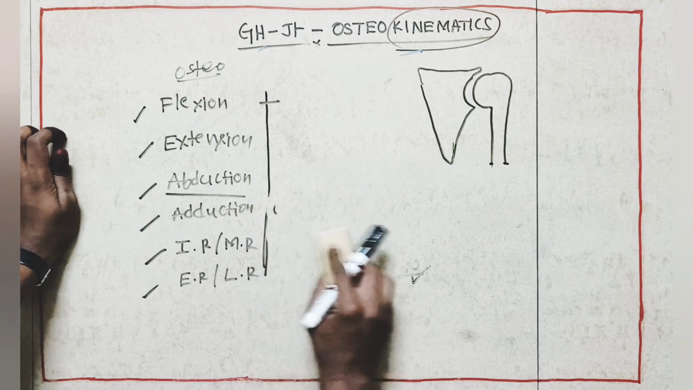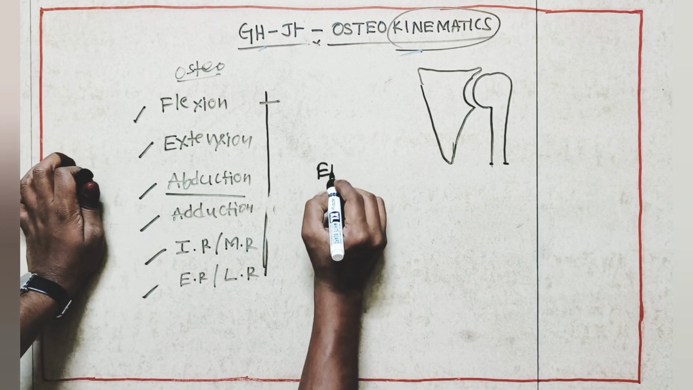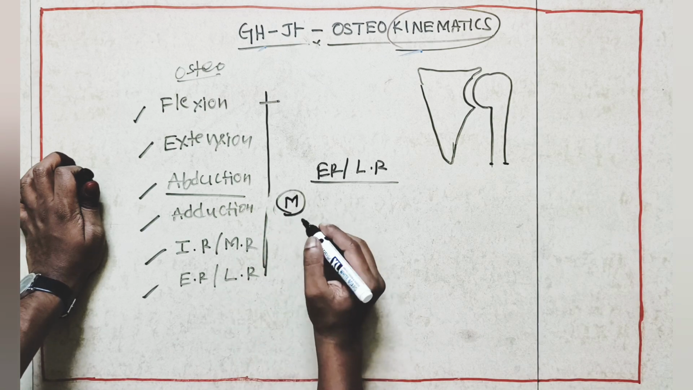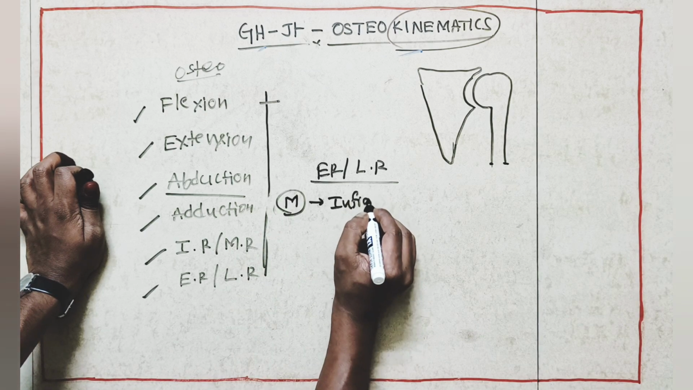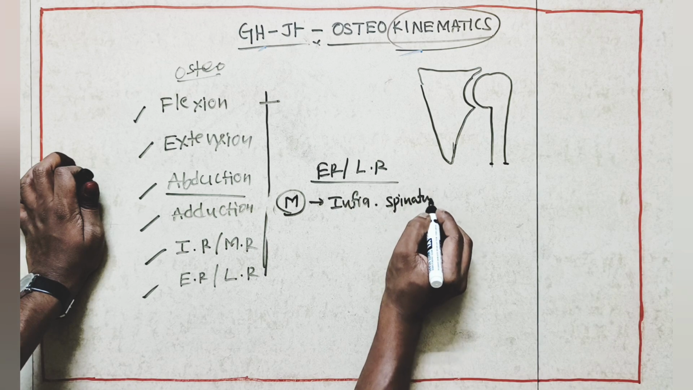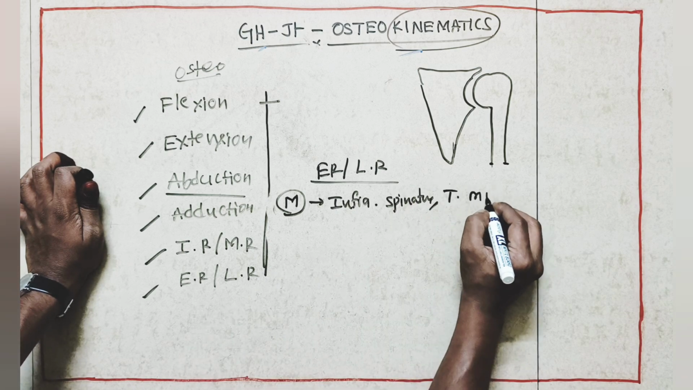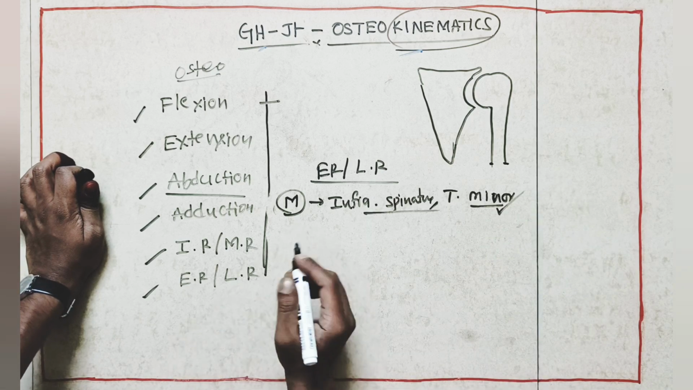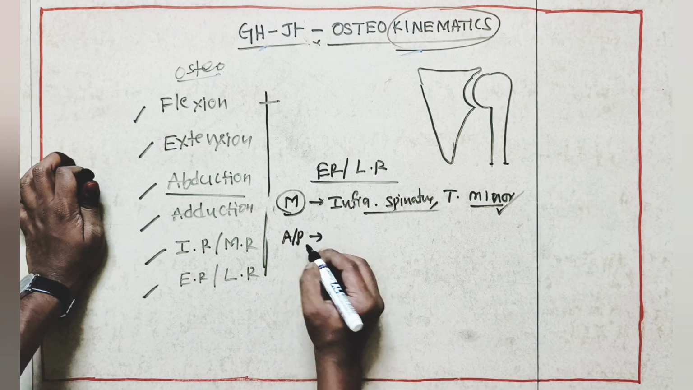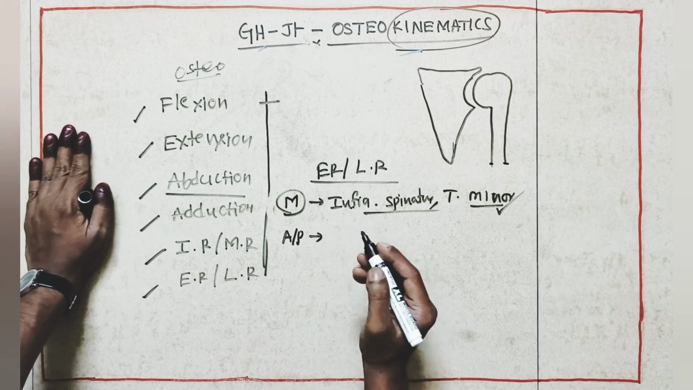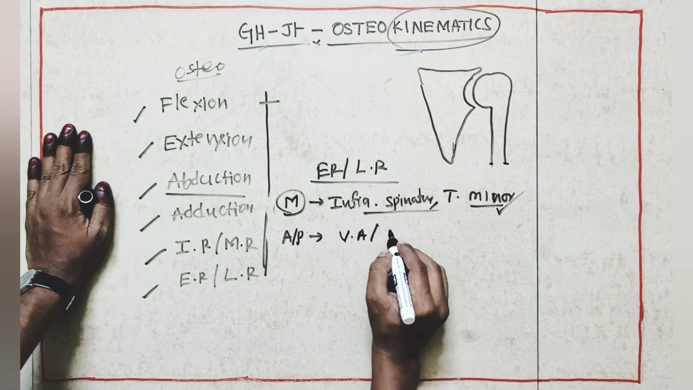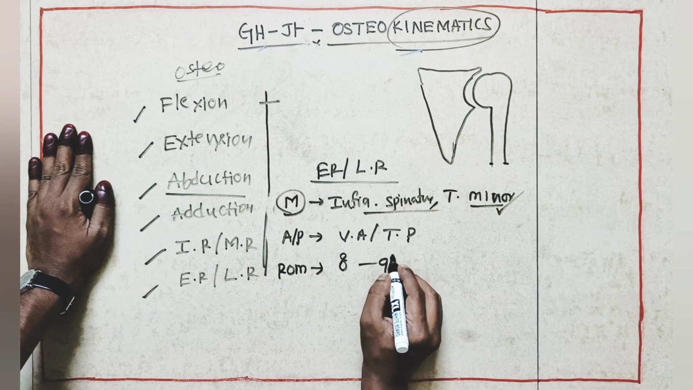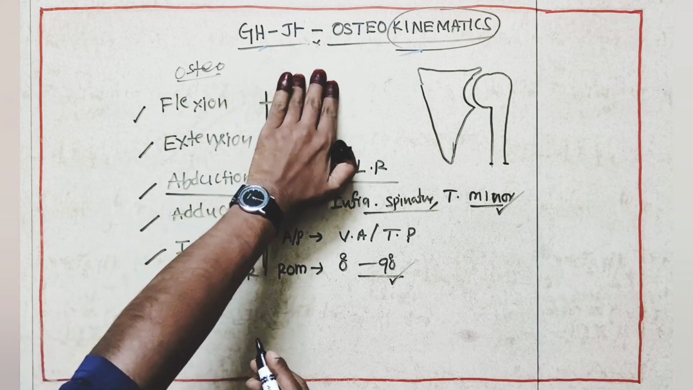Now we will see external rotation, also called lateral rotation of the shoulder joint. First point, muscles. Which muscles are responsible? First muscle, infraspinatus muscle. Second one, teres minor muscle. These two muscles are responsible for external rotation. After that, axis and plane, same as internal or medial rotation: vertical axis and transverse plane. After that, range of motion, here also 0 to 90 degrees. So this is about the glenohumeral joint osteokinematics.